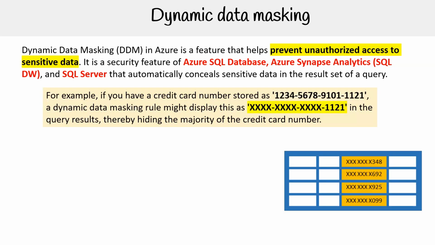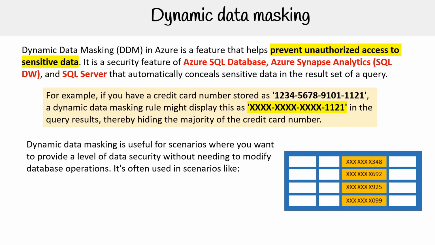For example, if you have a credit card number stored as 1234567891011121, a dynamic data masking rule might conceal the numbers with all X's, except for the ending 4 numbers in the query results, ensuring most of the data stays protected and away from prying eyes.